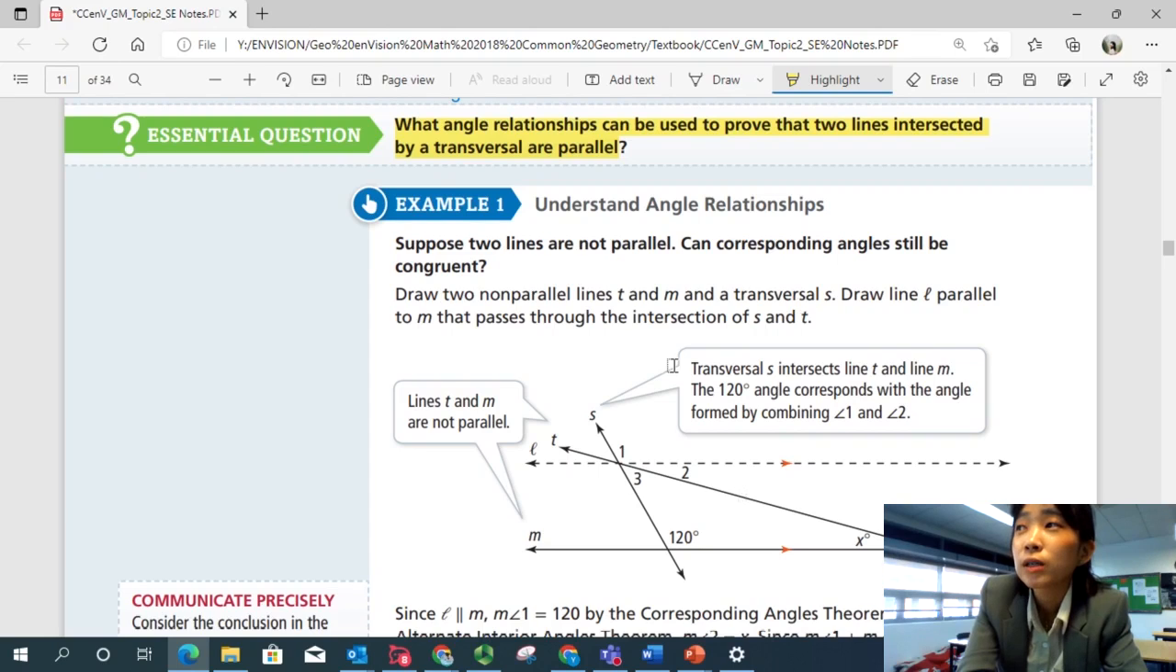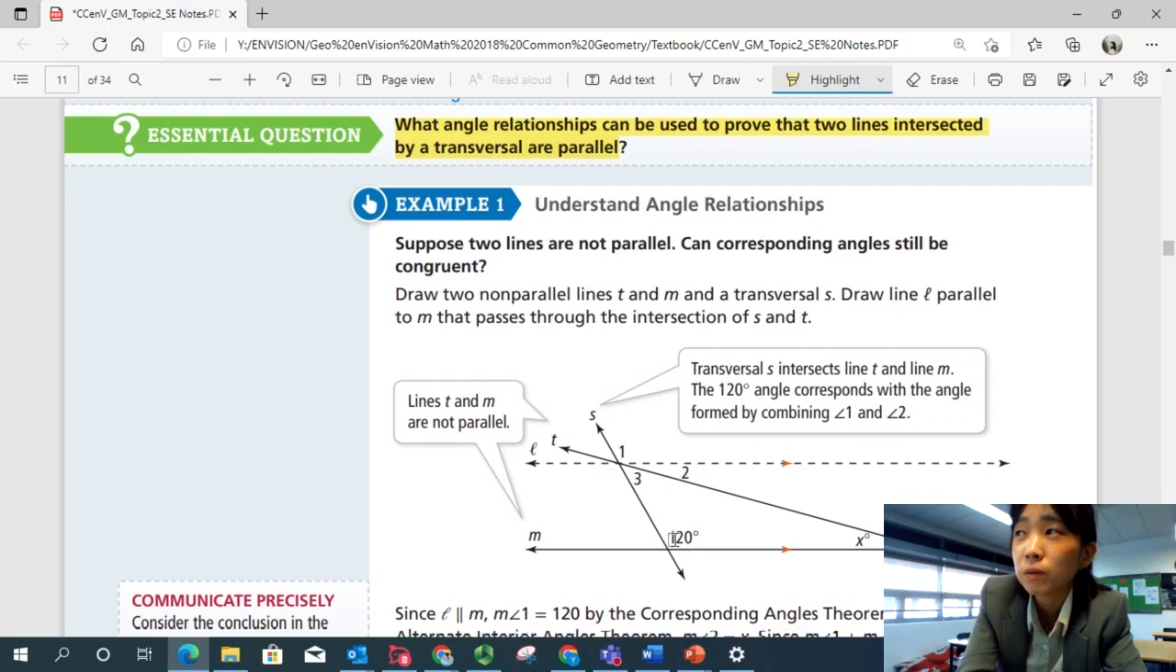Let's look. You're going to draw two non-parallel lines, T and M, and a transversal S. Okay? T and M are obviously not parallel. They have an intersection point here. Draw a line L parallel to M that passes through the intersection of S and T. So S is the transversal of those two lines. Now we have 4 lines in the diagram. Lines T and M are not parallel. Transversal S intersects lines T and M.